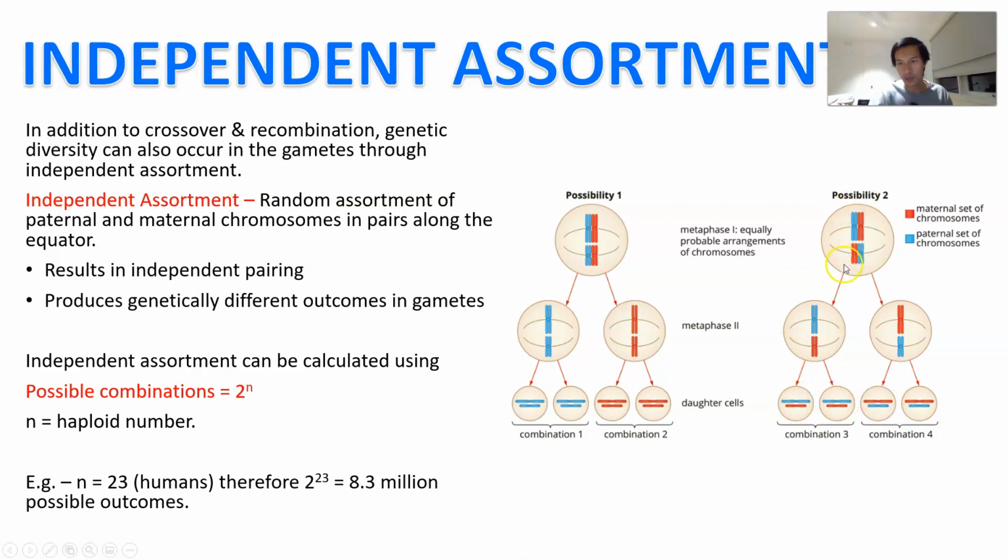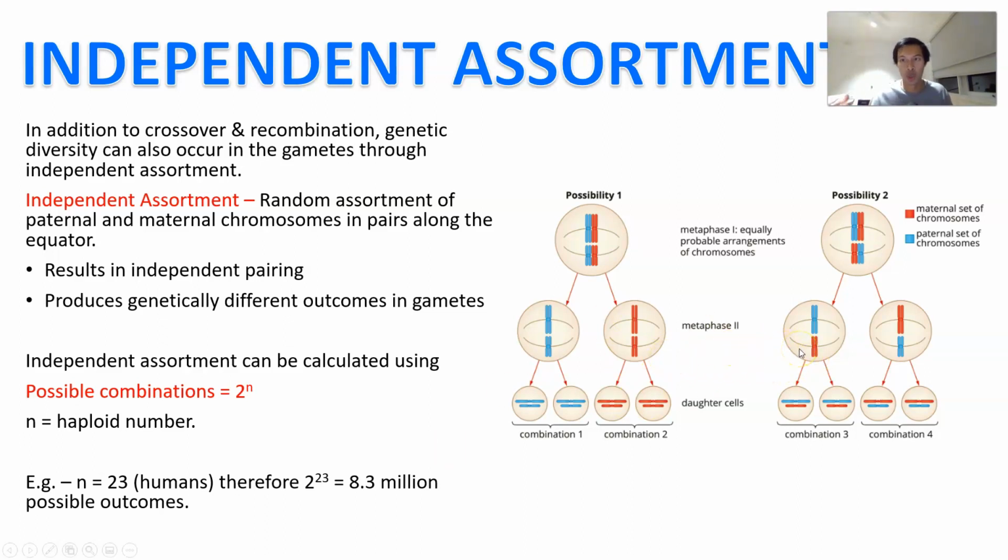So if you were to multiply this by 23 pairs, that's going to give you vastly different combinations of sperm again. Once again, if you want to calculate that, the possible combination is 2 to the power of n, where n is your haploid number. So if n equals 23, there are 8.3 million possible outcomes you can get in all of the different sperms. That is just through independent assortment alone. So the chances of 2 sperms being the same because of independent assortment is going to be 1 in 8.3 million. If you combine that with crossover and recombination, we are talking about billions. It's literally impossible for the 2 sperms to be the same and have the exact same possibility of DNA.